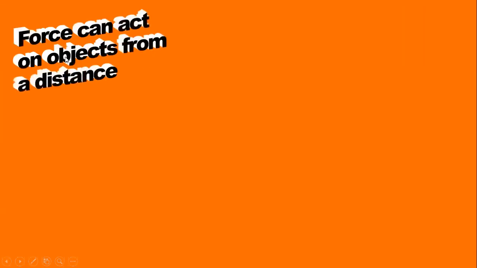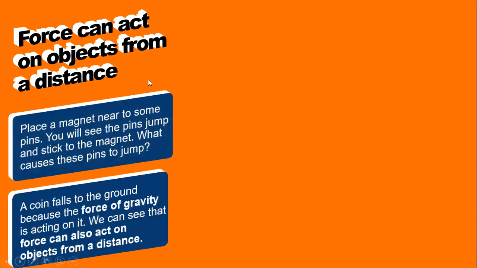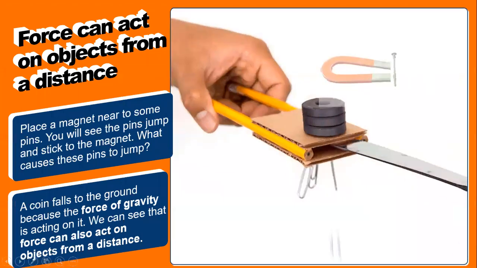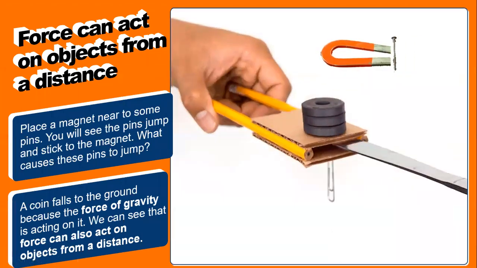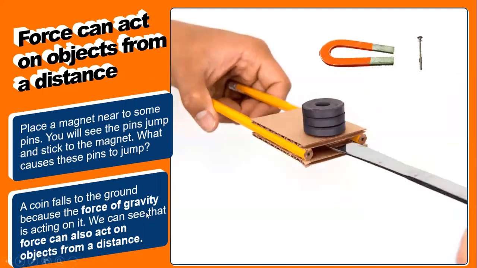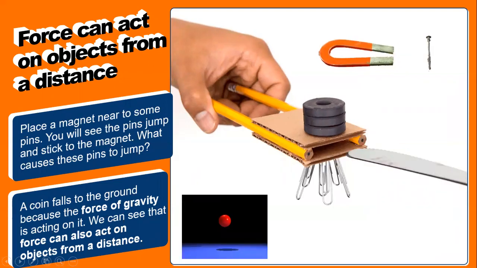Force can act on objects from a distance. Place a magnet near some pins. You will see the pins jump and stick to the magnet. What causes these pins to jump? Magnetic force. Yes, you already learned in the book, Unit number 7, Magnets and Magnetism. A coin falls on the ground because the force of gravity is acting on it. We can see that force can also act on objects from a distance.